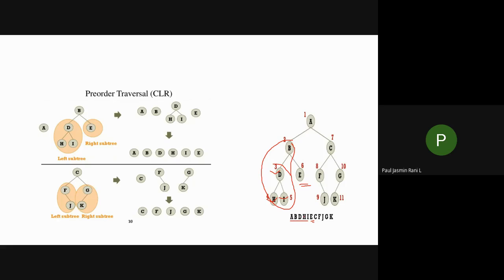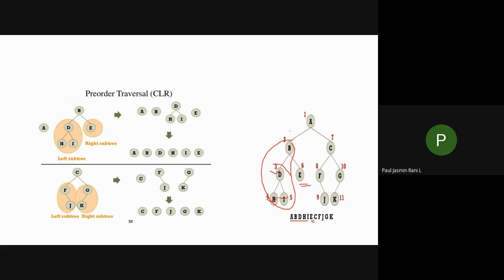When you want to print this H, you have to ensure that its parent is printed. So what is the parent of this H node? D is the parent of the H node, isn't it? So it gets printed first. If I want to print this D, first you have to ensure that its parent is printed. Yes, its parent is printed. So this is the thing you have to follow for your pre-order traversal.